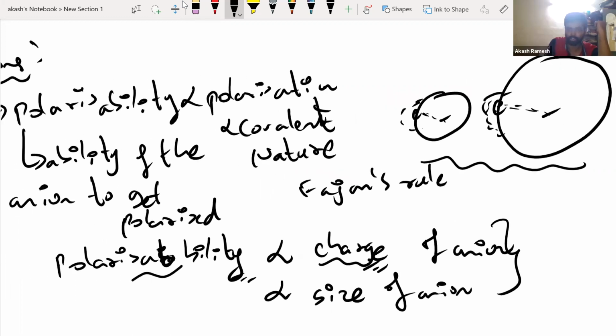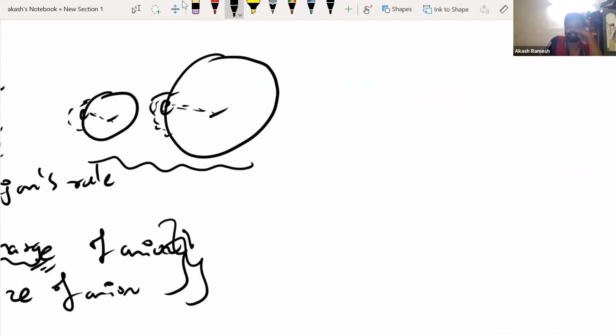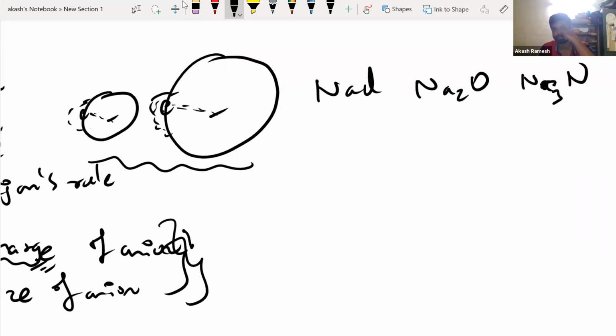Right. Now keeping these two points in mind for your anions, we'll look into some examples. Say I have NaCl, Na2O, and Na3N. I want you to arrange them in the order of covalent nature.